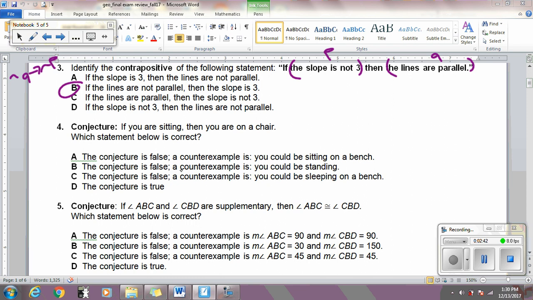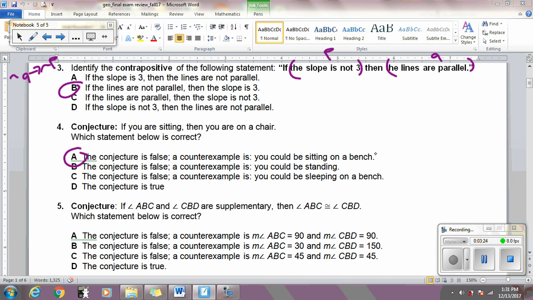Number 4. If you are sitting, then you are on a chair. Which statement below is correct? The correct answer to this one is A, because we could be sitting on a bench. It would be considered a counterexample. Another counterexample would be sitting on the floor or sitting on a bed. So the conjecture stating that just because you're sitting, you're automatically on a chair is not always true. It's sometimes true. So that's why the answer was A.